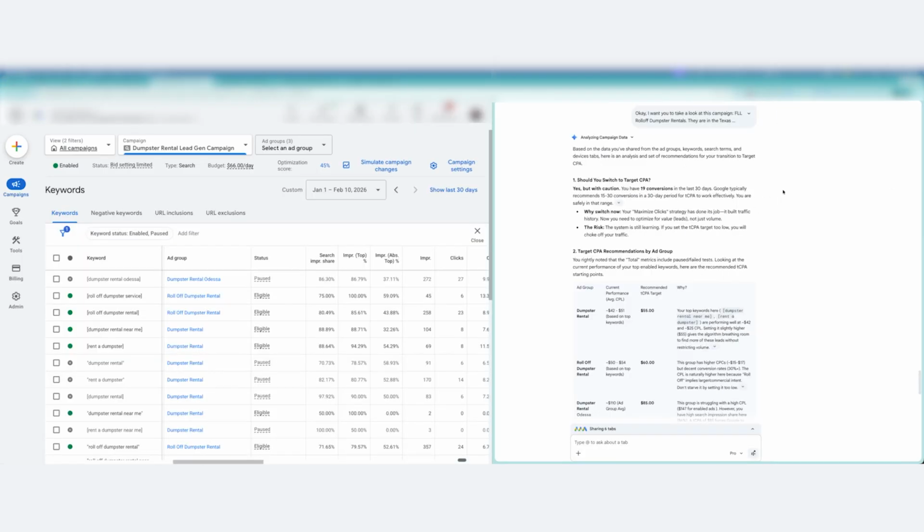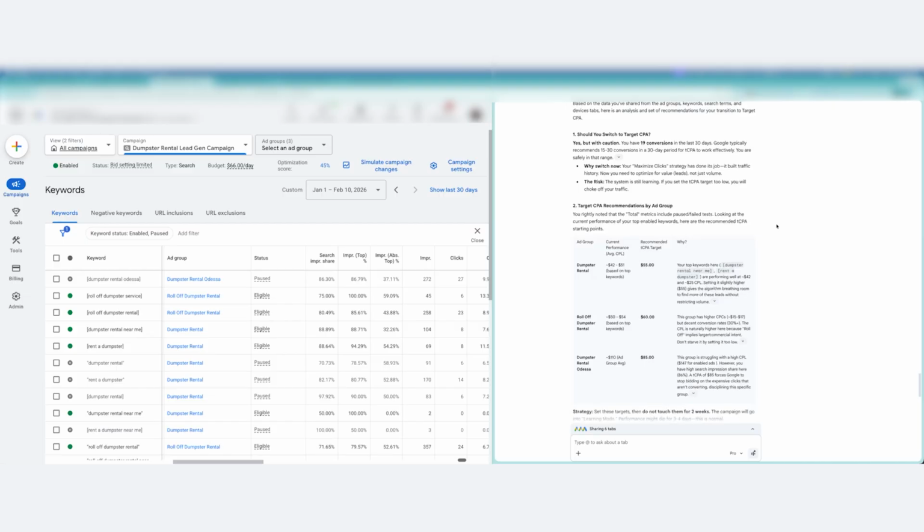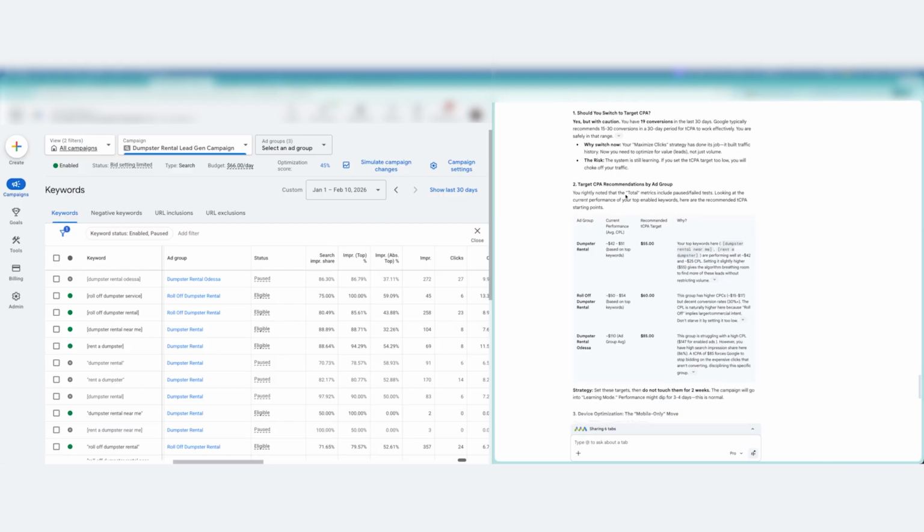Yes, basically go target CPA. You can switch now. Now's a good time because you have 19 leads. It's recommended to have 15 to 30 leads before you go to target CPA. Yes, this is common knowledge. If you don't know ads yet, make sure to check out our Google Ads training, links in the description. We have target CPA recommendations by ad group, though. This is what I wanted from Gemini.